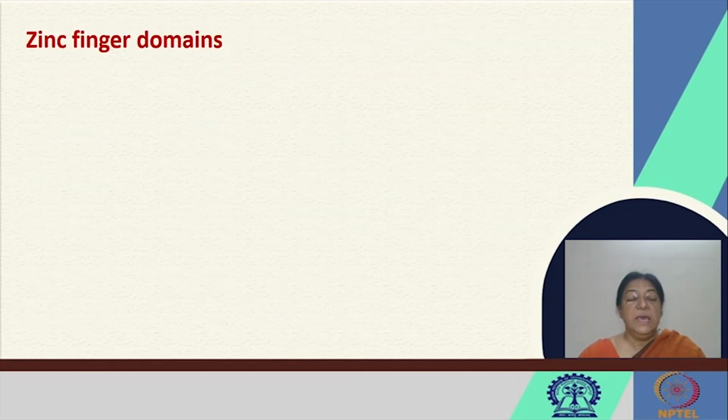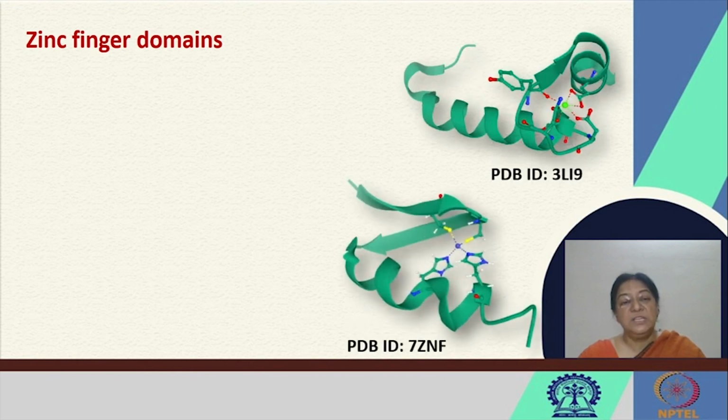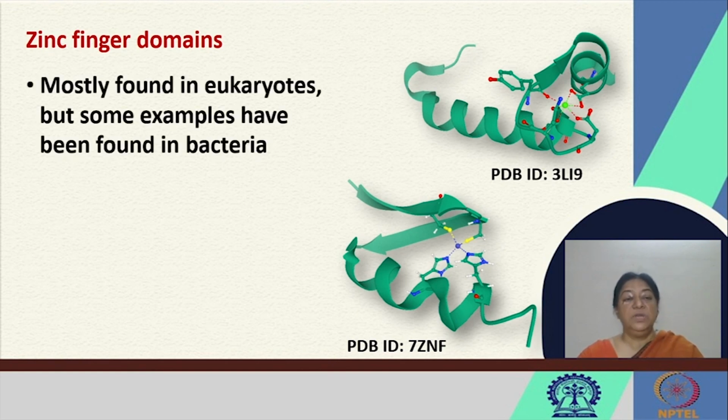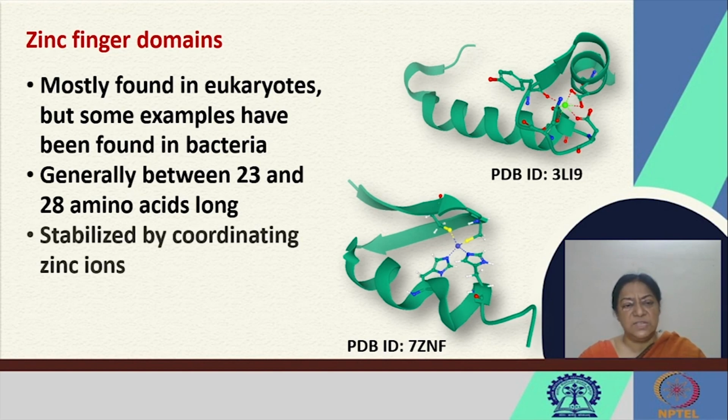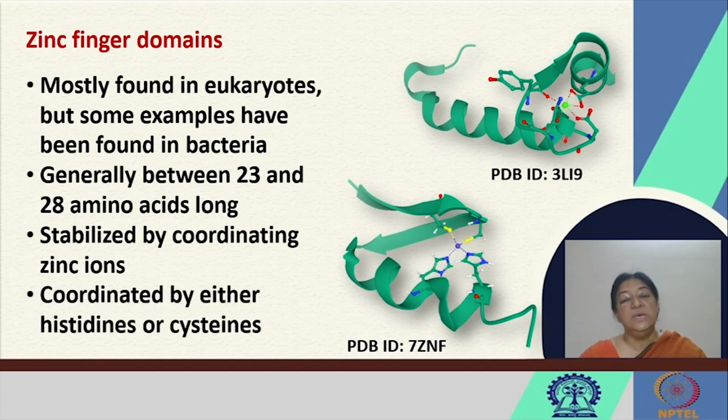In the zinc finger domains, the second DNA binding domain that we are going to discuss, we have a specific structural motif, and as the name implies, we have a zinc ion. This is mostly found in eukaryotes, but there are some examples that have been found in bacteria. This is generally 23 to 28 amino acid residues long, and it is stabilized by coordinating zinc ions, and the zinc ions are coordinated to histidines or cysteines.